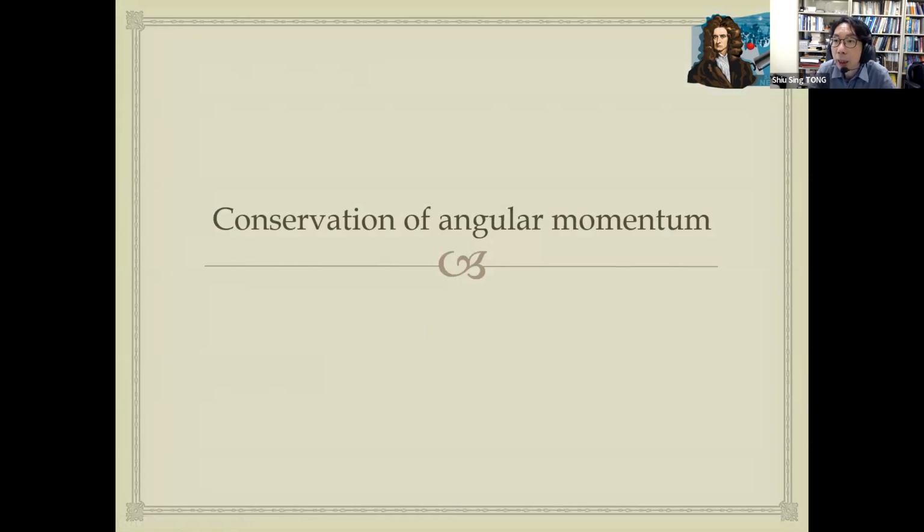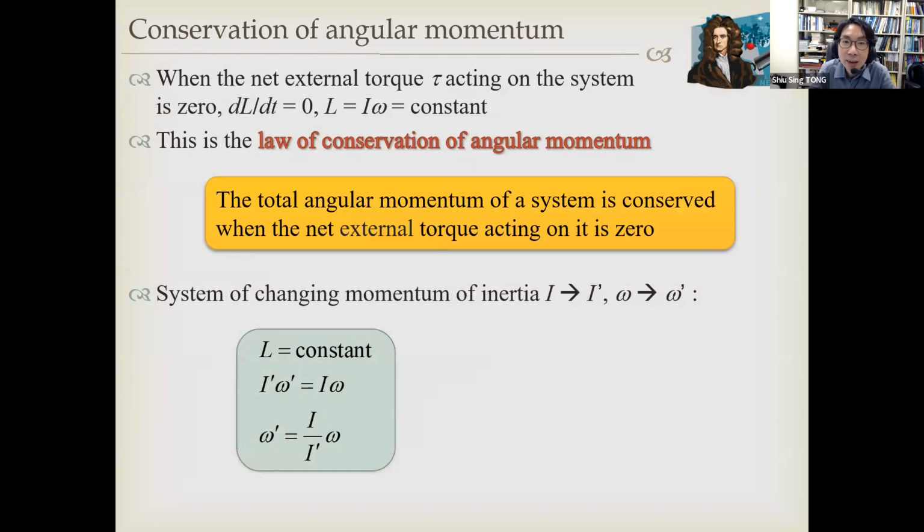Now we come to a very important theorem in this course, and that is the conservation of angular momentum. Let's restate it. When the net external torque, tau, acting on the system is 0, because the torque is equal to dL/dt, the rate of change of angular momentum, right? So if the total external torque is 0, that means the rate of change of angular momentum is 0, and that means the angular momentum remains a constant.